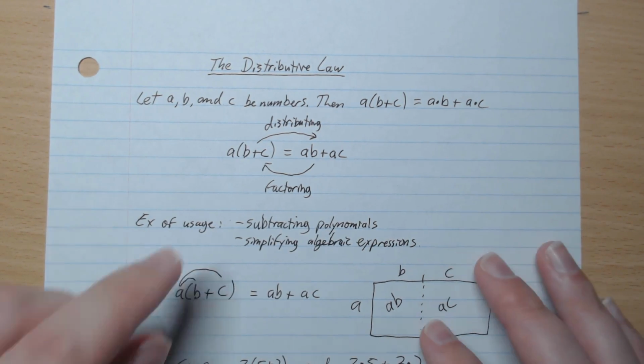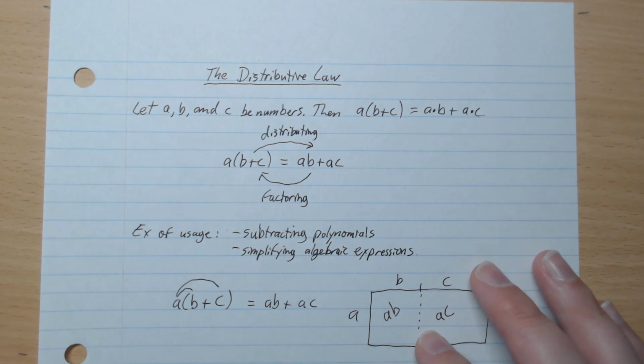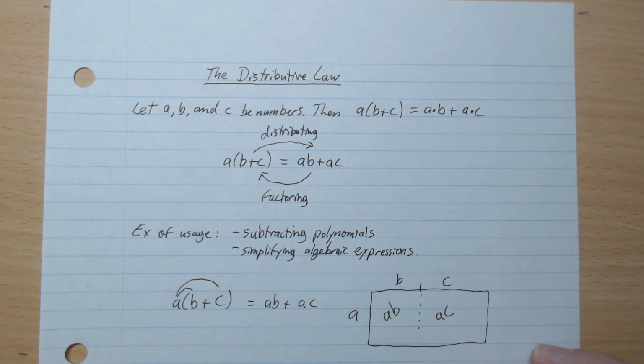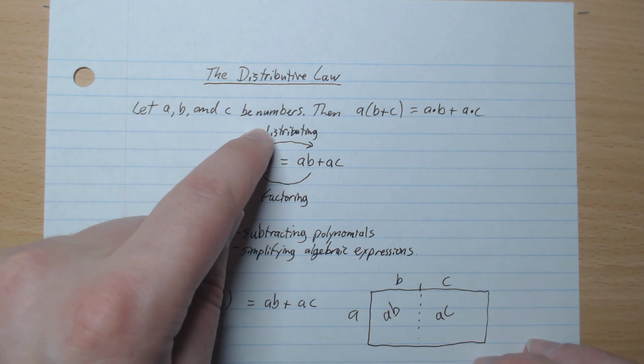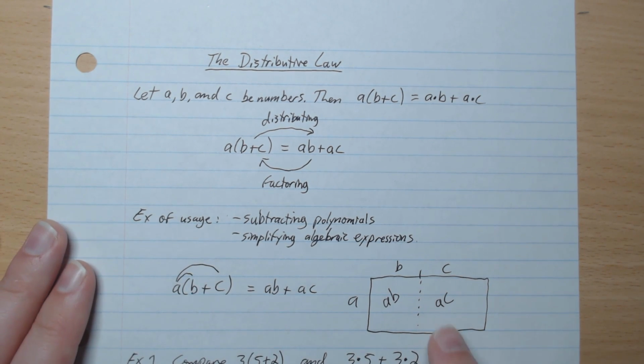And today what we're going to be practicing is distributing. You'll be practicing factoring in future math lessons. So examples of usage: subtracting polynomials, which we will be seeing shortly, and simplifying algebraic expressions. These are all examples of using distributing and factoring. And so sometimes we put these little lines like this: A times B plus A times C, to help distribute, like that.